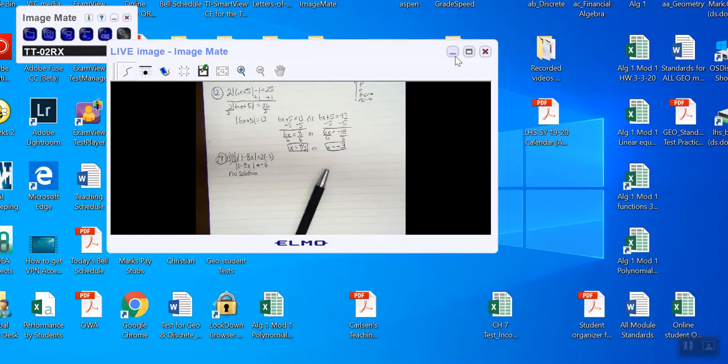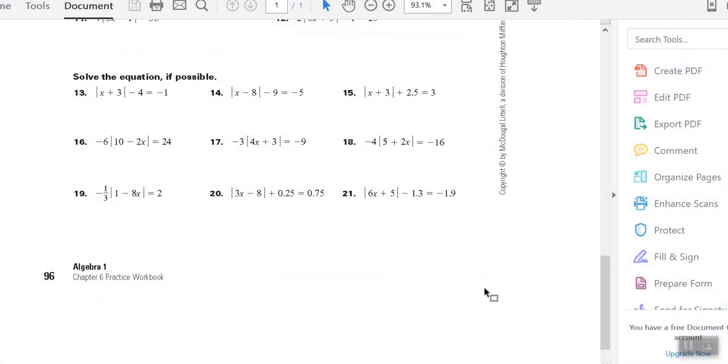Okay, let's do one more that doesn't cause no solution on the bottom side here. So let's say 20, okay, so 20 absolute value of 3x minus 8 plus 0.25 equals 0.75.